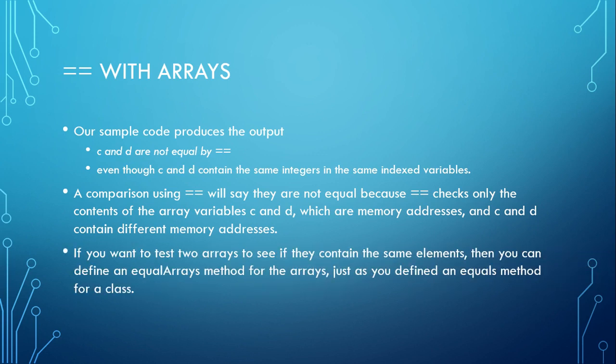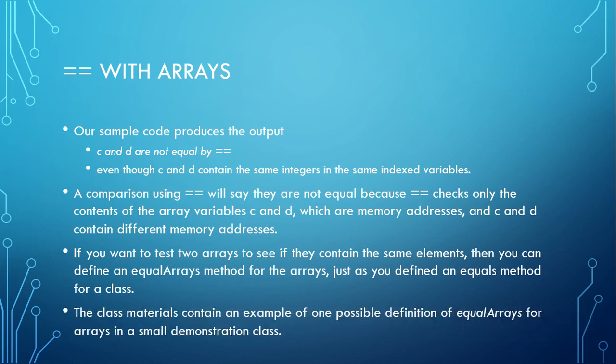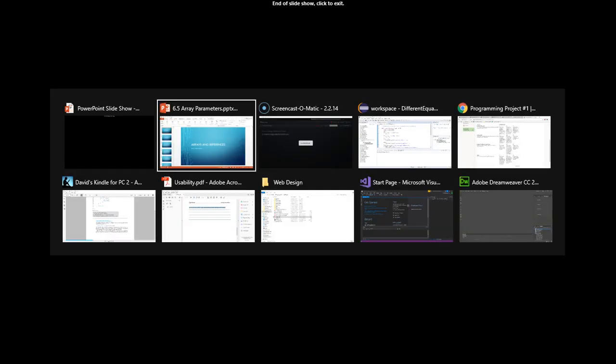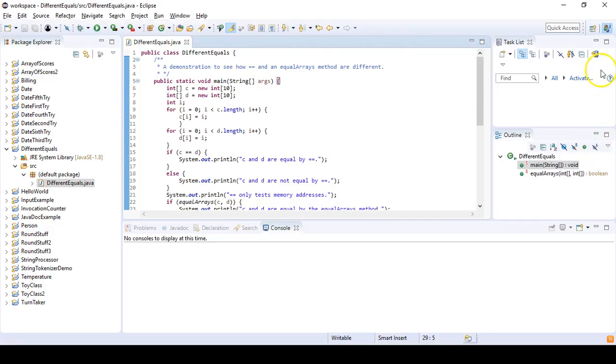If you want to test two arrays to see if they contain the same elements, then you can define an equals array method for the arrays, just as you define an equals method for a class. In the class materials, we will include an example of one possible definition, which we'll look at here in just a second. So let's go ahead and take a look over at our different equals here. Here's an example of how to test if two arrays are equal.